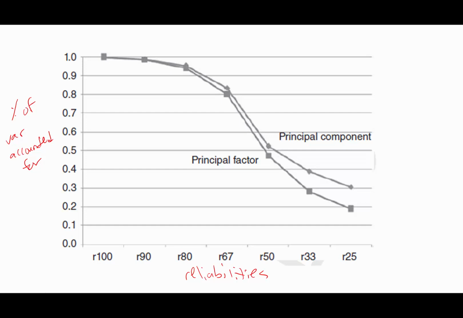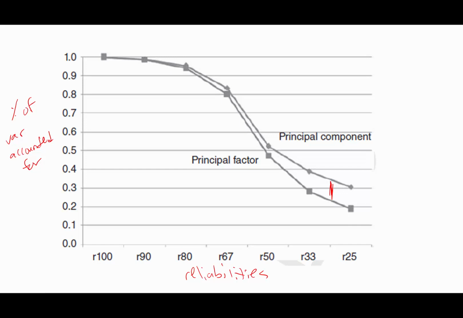Now, if we were to add other methods of factor analysis, like maximum likelihood, alpha, iterated principal factors, those would fall somewhere in between these two lines here, probably closer to the principal factor. Now, what we're learning about in this section is really important. Reliability concerns are obviously central to the question of when to stop factoring. That is, how many factors should be extracted.